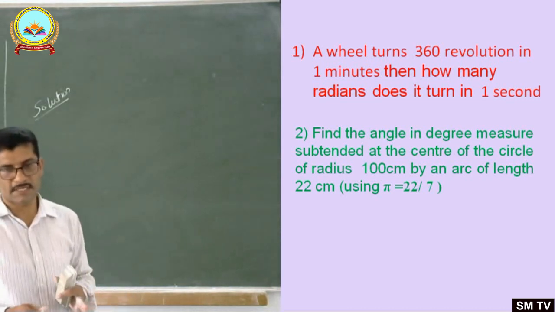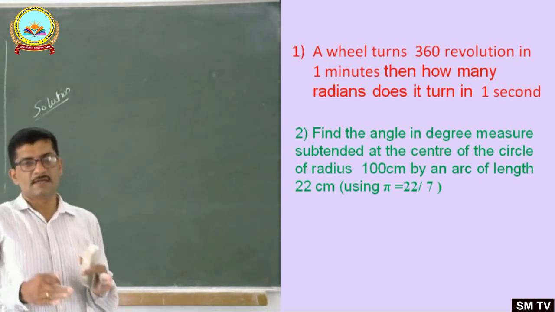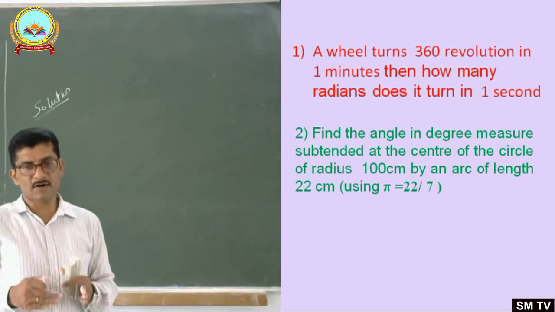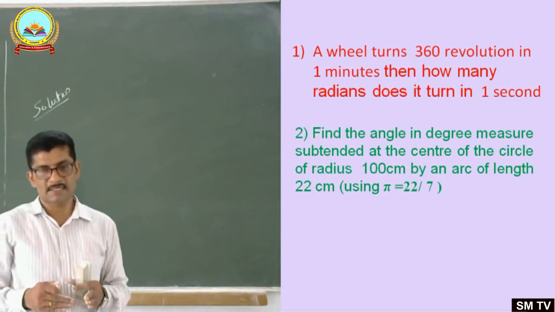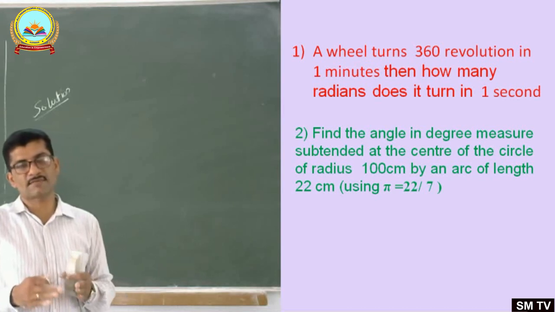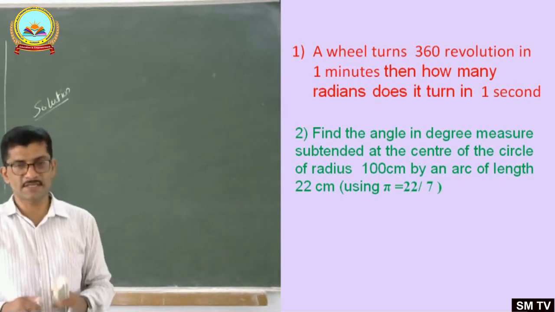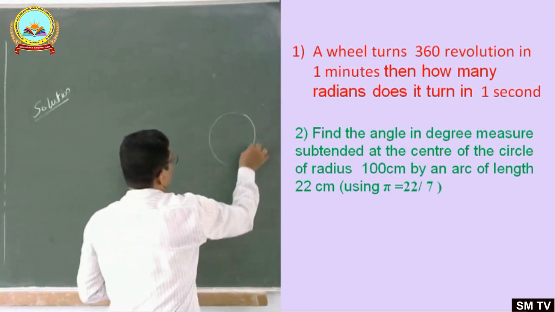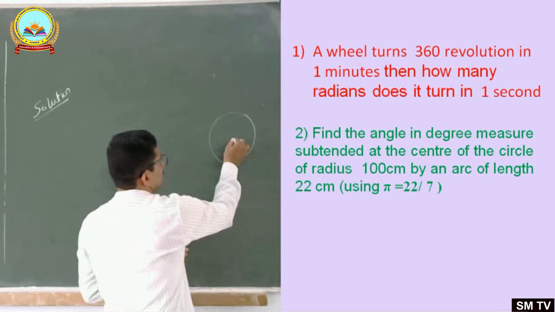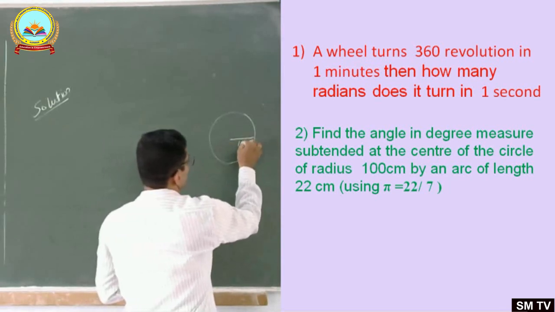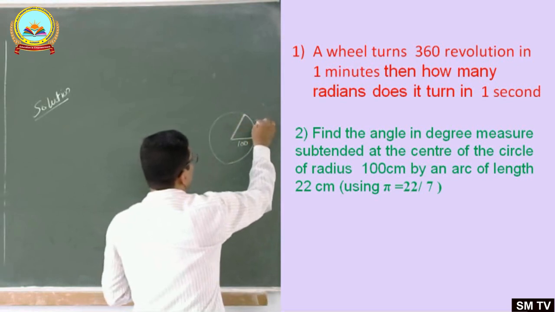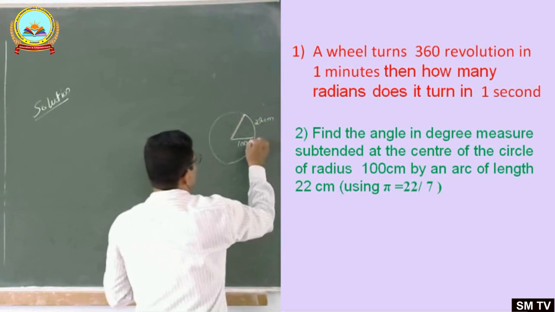Given that, find the angle in degree measures subtended at the center of a circle of radius 100 centimeters by an arc of length 22 centimeters. Assume this is a circle. The radius of the circle is equal to 100 centimeters. The arc length is 22 centimeters.